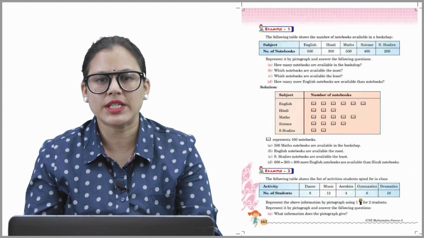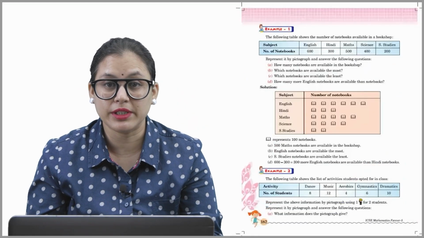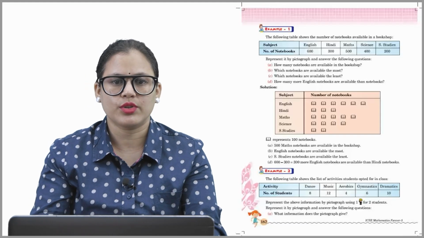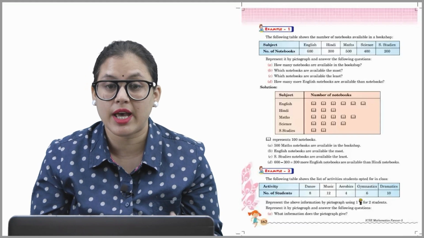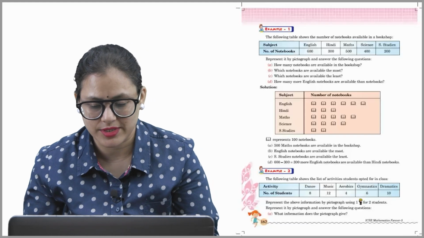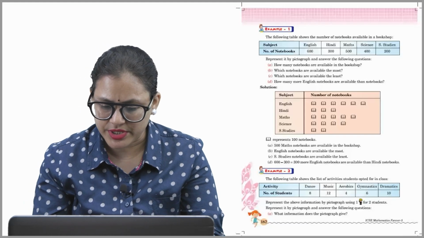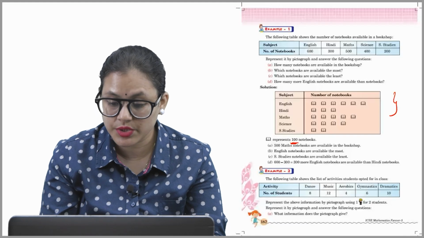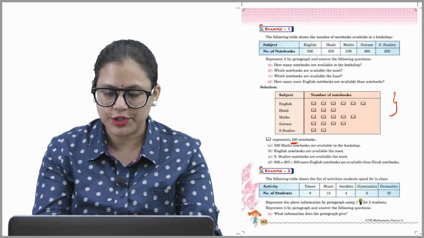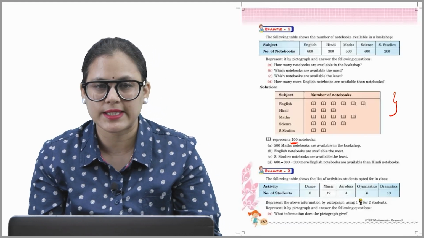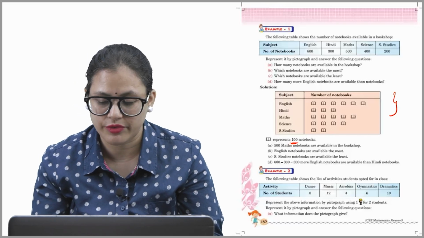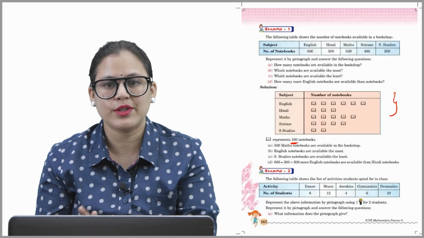Example 1: the following table shows the number of notebooks available in a bookshop. Subjects are given here and the number of notebooks are given here. We have to represent it by a pictograph and then answer the following questions. First, we will represent it like this. Here one book represents 100 notebooks, meaning for 600 notebooks we will draw 6 notebooks. For 300 notebooks we will draw only 3 notebooks. For 500 we will draw 5 and so on.